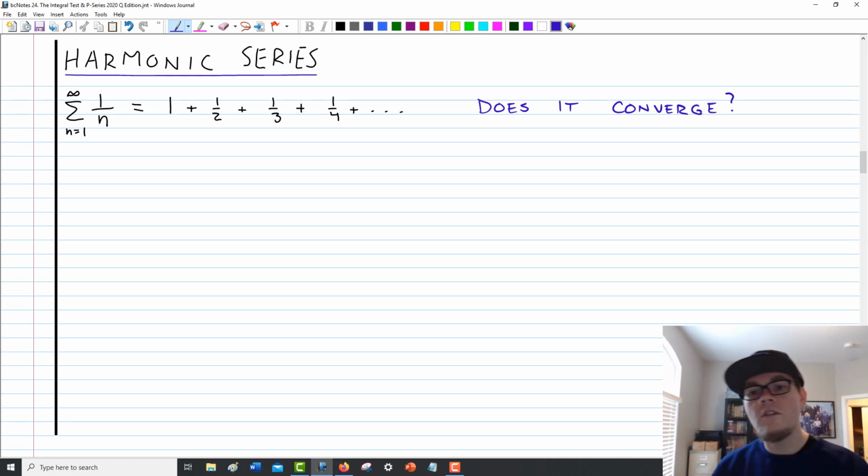The answer to the question of does it converge comes from the integral test. In fact, the whole reason that we do the integral test first is it allows you to prove all these other properties of p-series. So the first thing to ask yourself is to look at the properties that are required to apply the integral test.